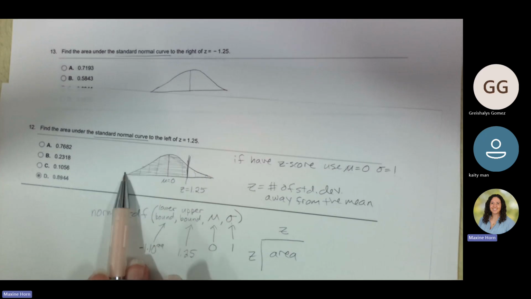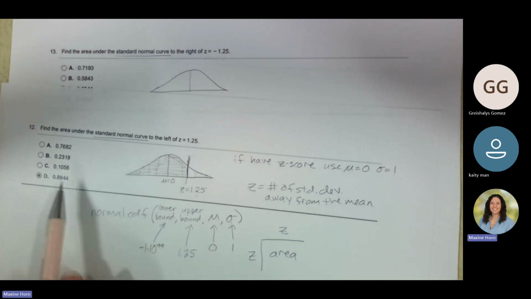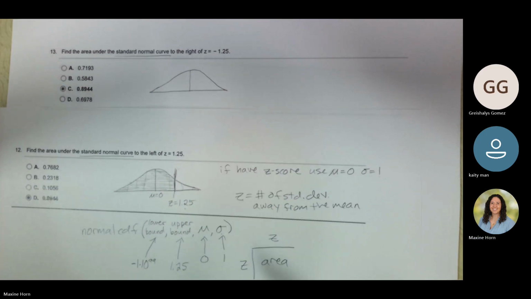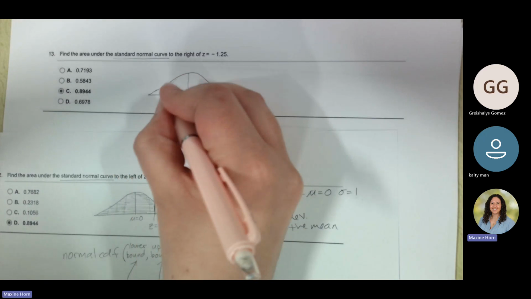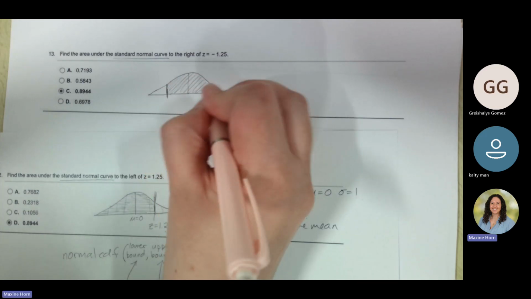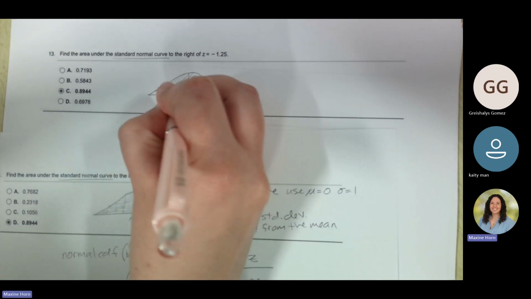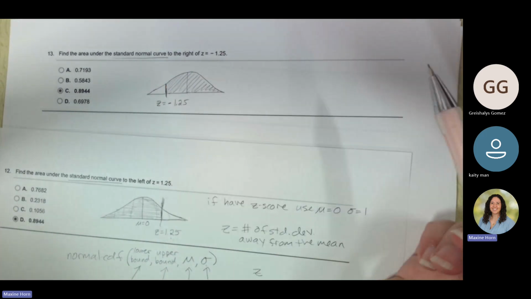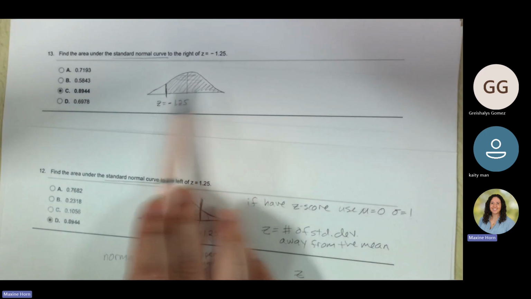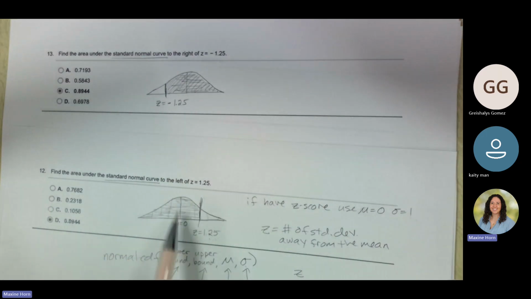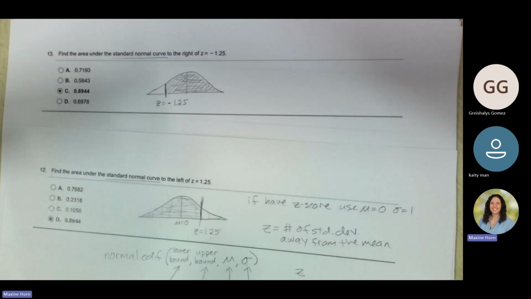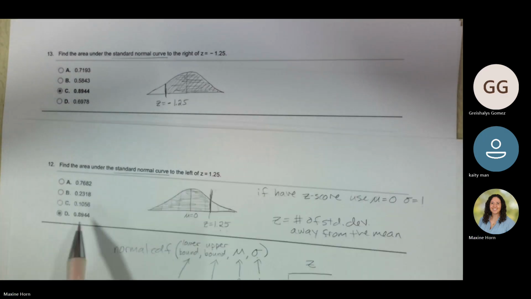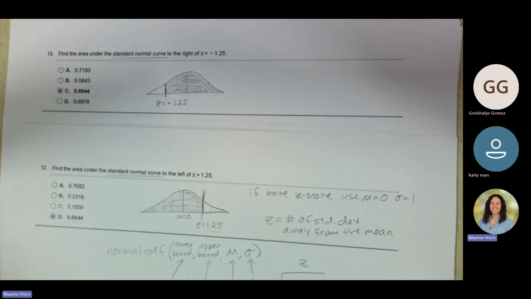If the area to the left of positive 1.25 is 0.8944, and I'm doing the area to the right of a z-score of negative 1.25, so the exact same number, but this one's positive and that one's negative. If we look at the shaded region, it looks the same as that, right? It's just flip-flopped because it is, right? You'll notice 0.8944, 0.8944, right?